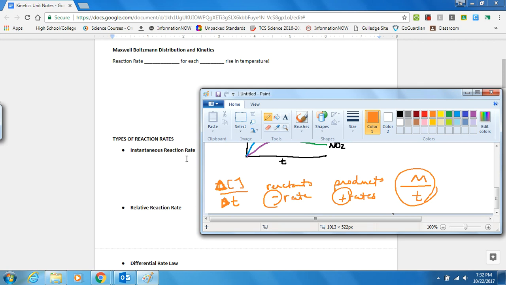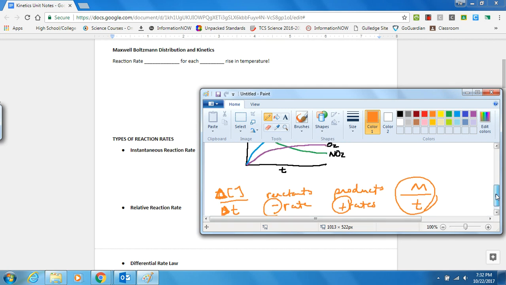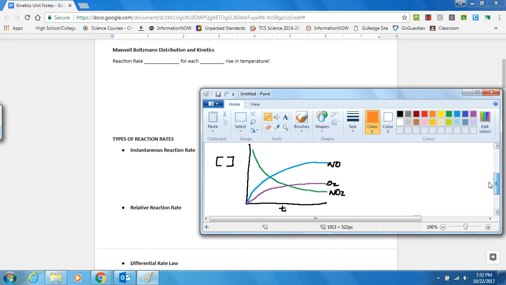An instantaneous rate means a rate at a certain amount of time. Let's say the graph I see here is a concentration versus time graph. We have a concentration decreasing over time, so that's NO2. We have two concentrations increasing over time, NO and O2. Before we get into what instantaneous rate is, I want to do a little side note here. Can I figure out which of these are my reactants and products based upon this graph? Well, the answer is yes, I can.